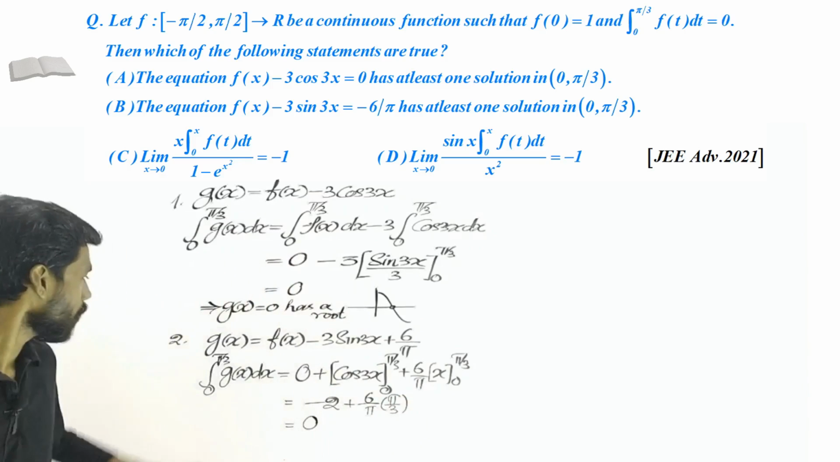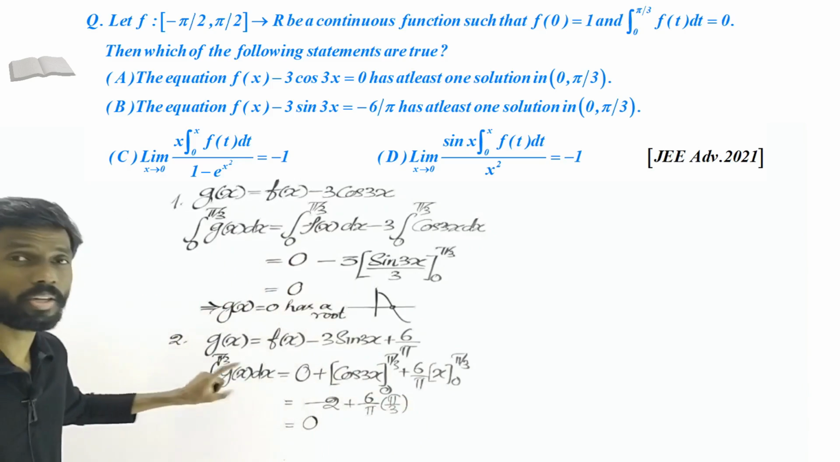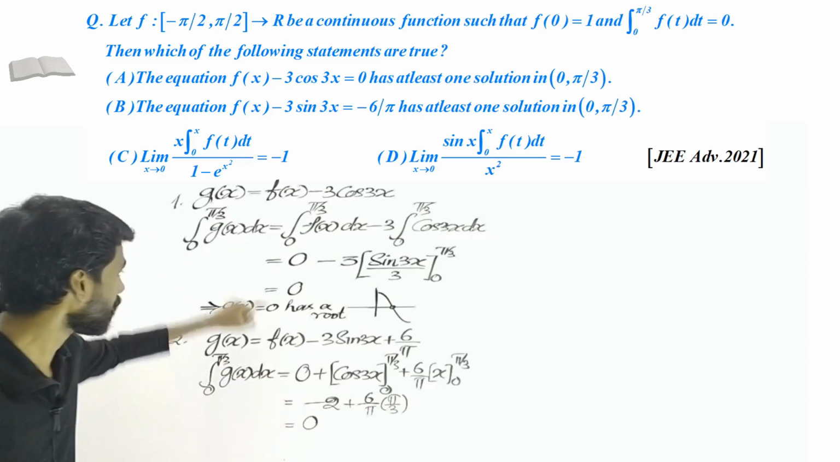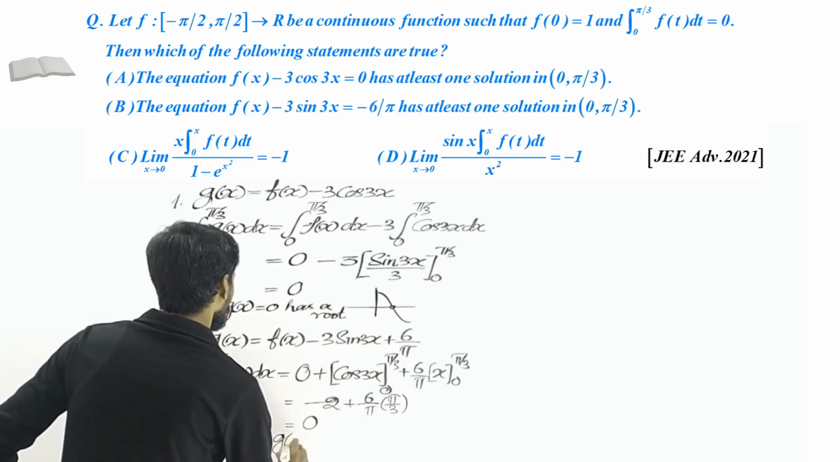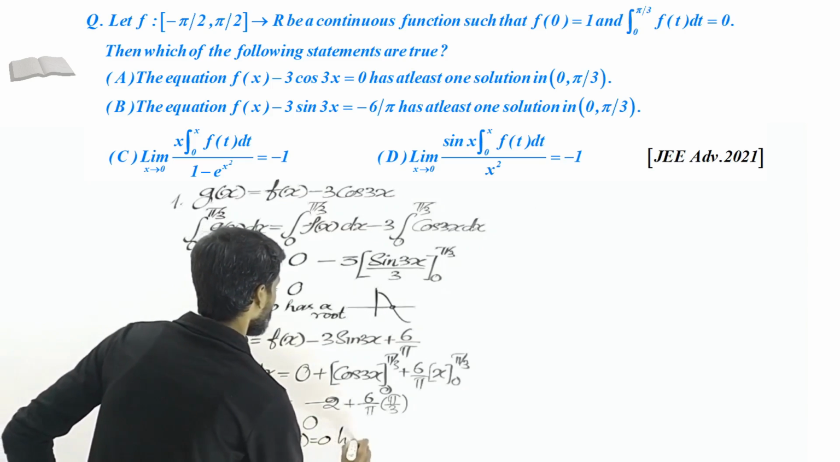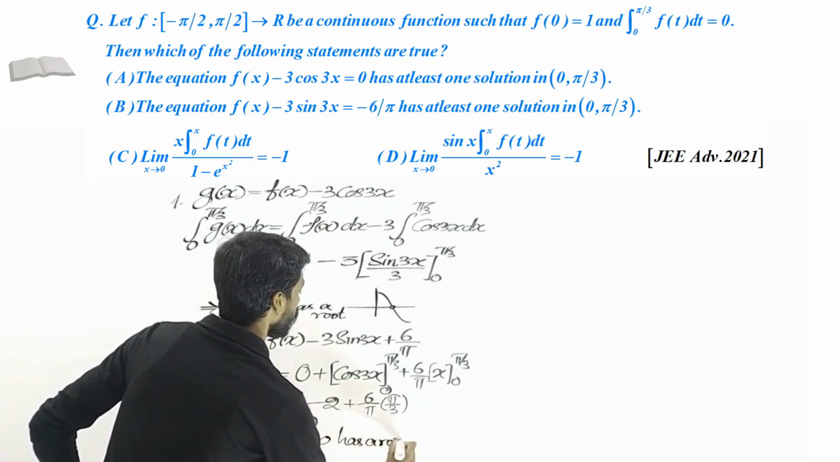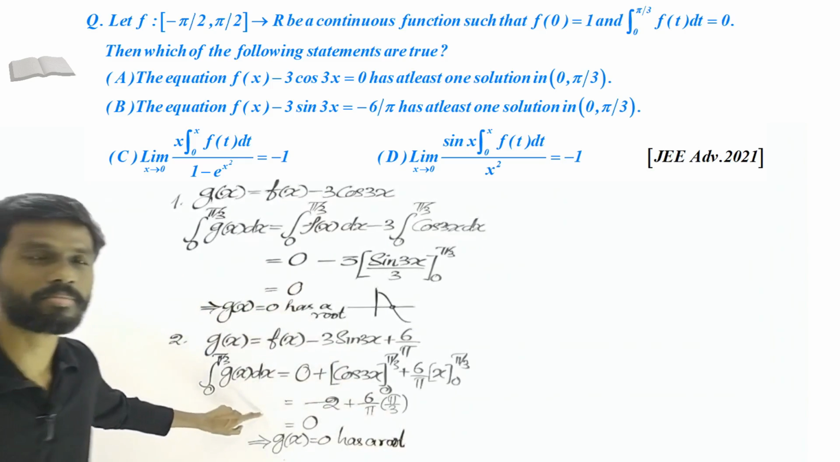So that means the integral of g of x dx from 0 to pi by 3 is 0 even here, just like the first one, so the same conclusion. That implies g of x equal to 0 has a root. Same thing, same method.